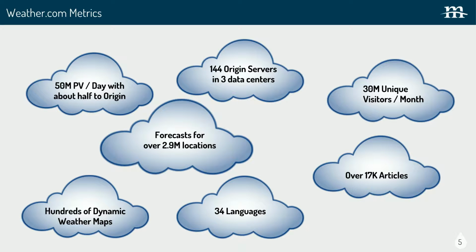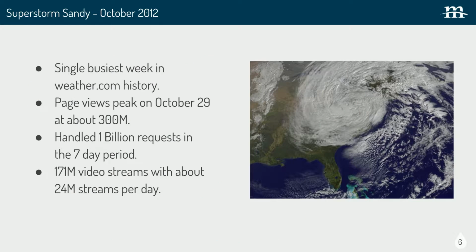And aside from lots of traffic, the other big challenge is that they have a lot of very localized data that they want to serve because you want the weather for as close to you as possible. And that presents a lot of caching challenges as well. Like I mentioned, page views can spike a whole lot. Back in October 2012, Superstorm Sandy hit, and they couldn't keep the site up at all, even with their 144 origin boxes. So they knew they had a big problem.